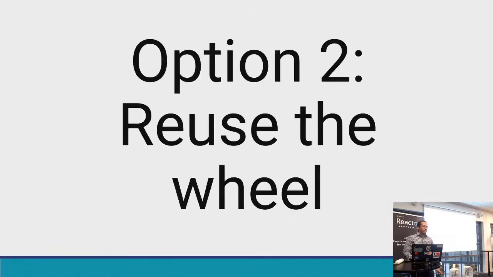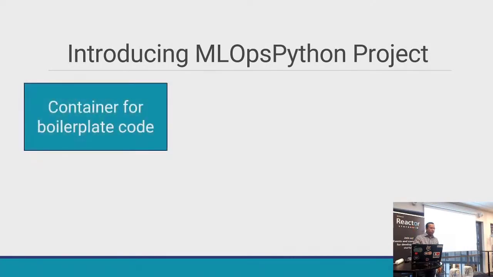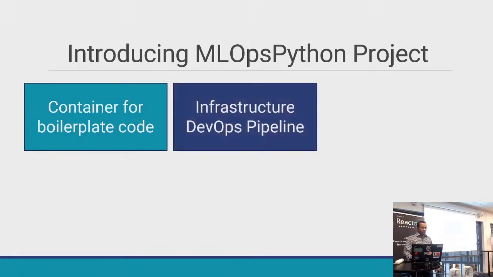The other option is to reuse the wheel, meaning you reuse an existing solution. That's a project called MLOps Python. Did anyone hear about that project? Okay, perfect. It's a container for the boilerplate code, which means all that stuff we spoke about, creating machine learning experiments, creating processing resources, there is a project already out there that does that for you. You don't need to care about the boilerplate code. You just put in your experiment, and it will create all the infrastructure surrounding it. It contains all the required DevOps pipelines, whether to train the model, release the model, or even create the infrastructure.